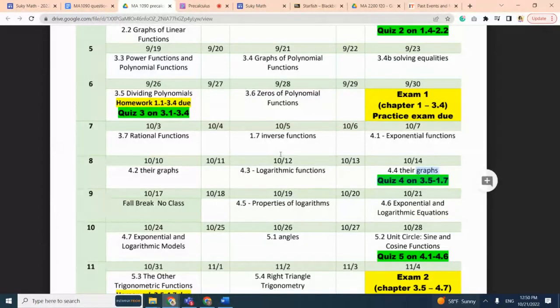Happy Friday. Today is October 21, and we will finish section 4.6, exponential and logarithmic equations.